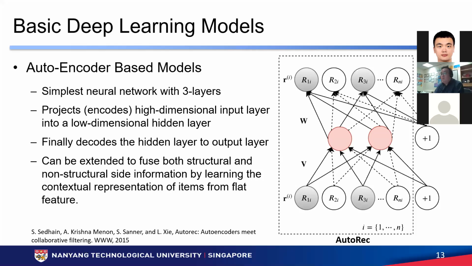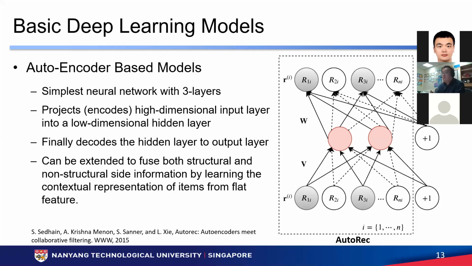So one basic deep learning model we're familiar with is this autoencoder-based model. It's just the simplest neural network with 3 layers, right? You can see the 3 layers, and then the high dimensional input layer will be projected into the lower dimensional hidden layer, and then finally decode the hidden layer to the output layer.